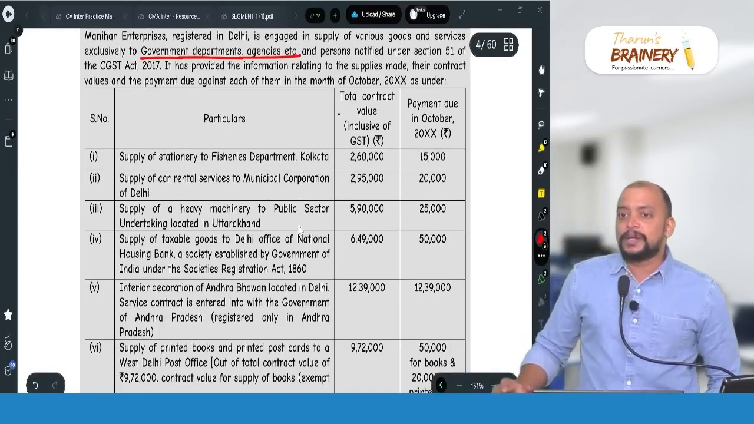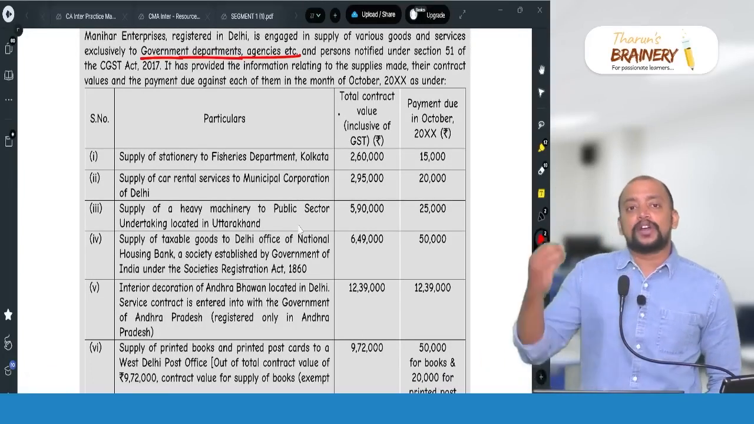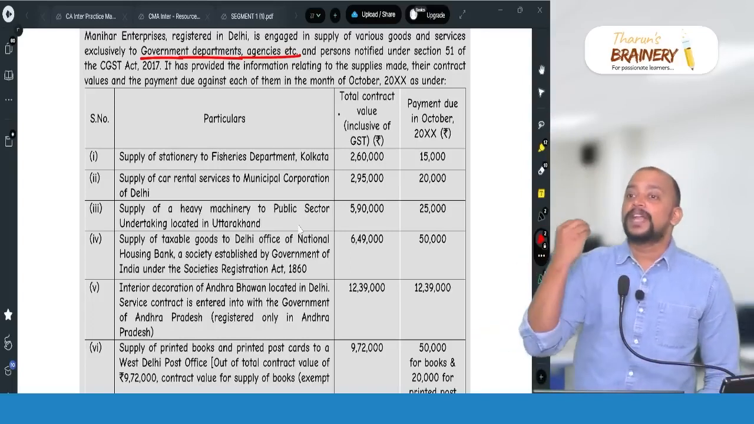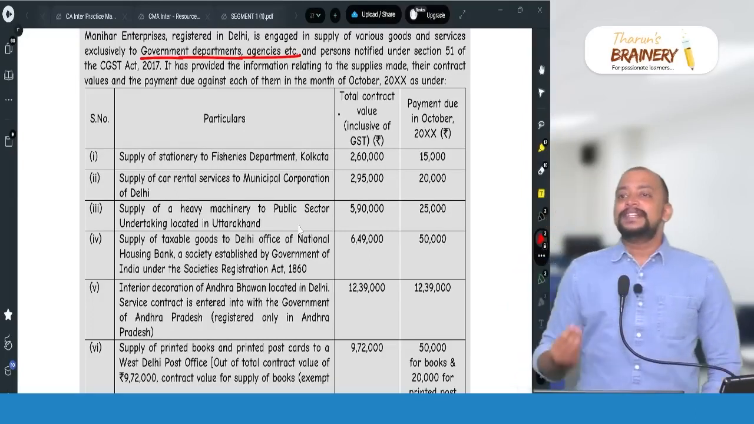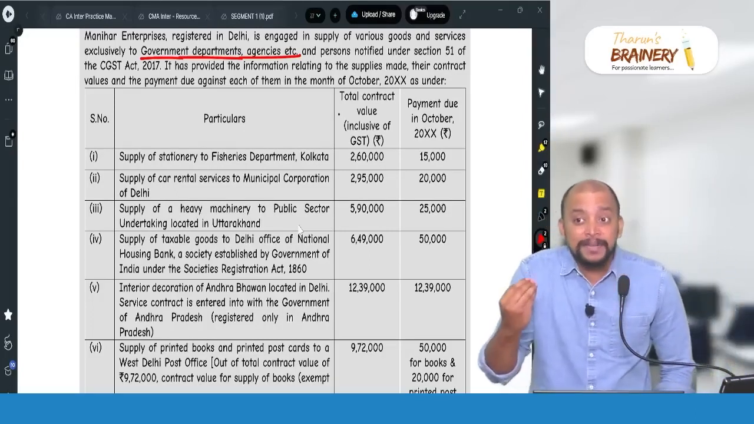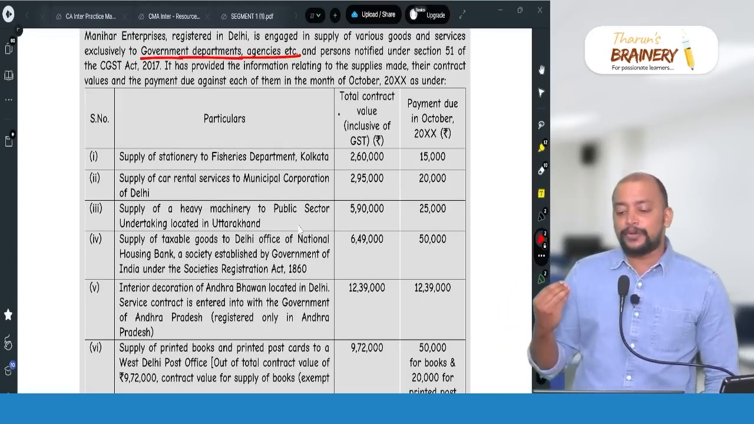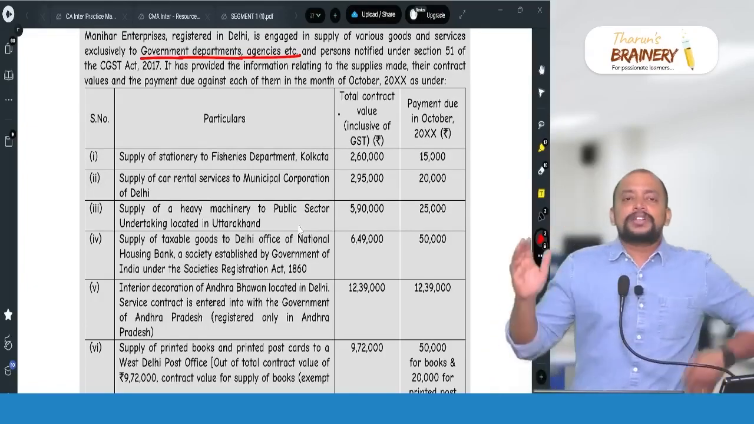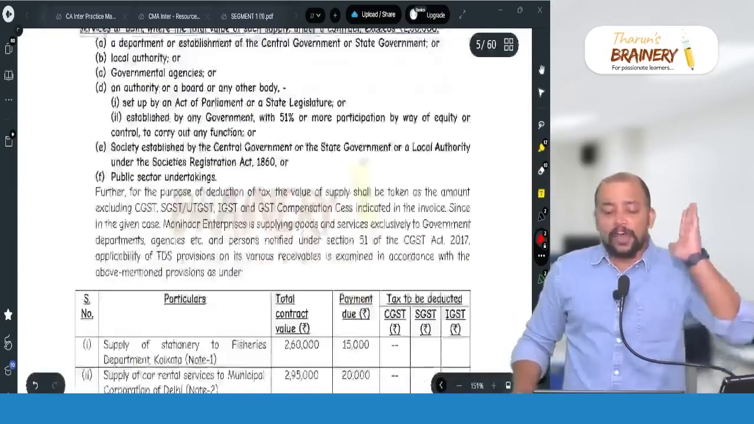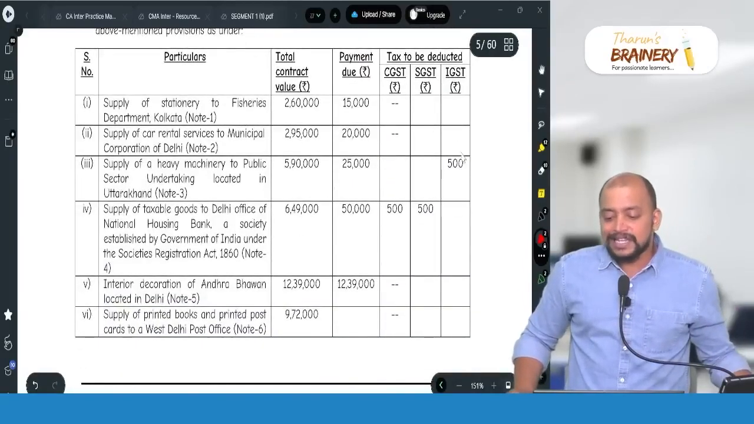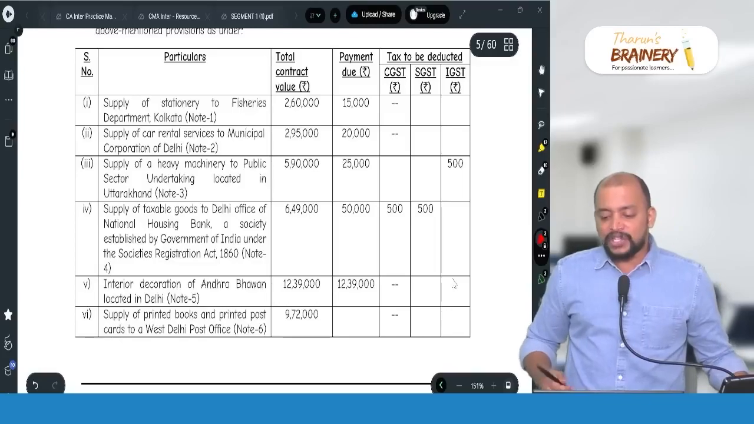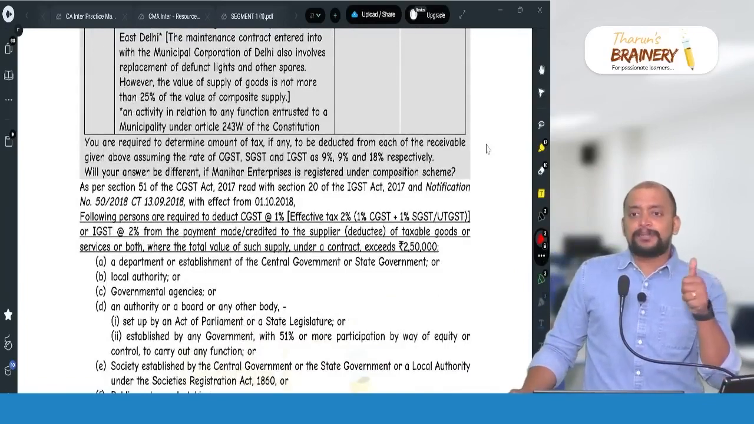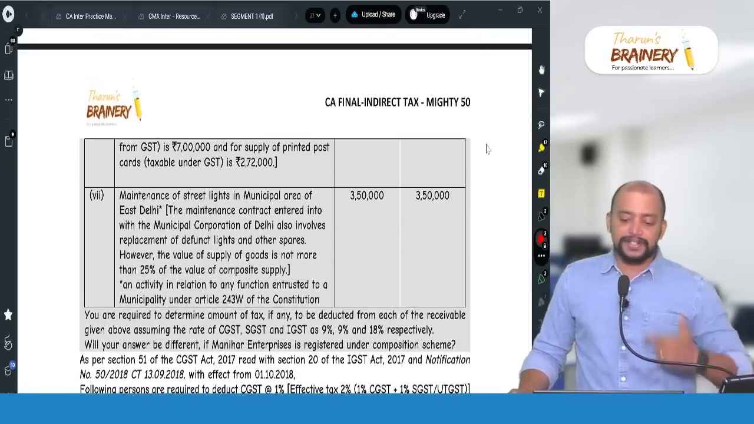And the rate of TDS will be 2% and it will be computed on 25,000 payment, not on the contract value. TDS is always computed on the amount remitted. So 25,000, how much is the amount remitted or due in October? 25,000. So it will be computed on 25,000. So now TDS deducted, we need to prepare three columns, that is CGST, SGST, IGST, and it should come in IGST 500 rupees, that should be taken. So here we are applying place of supply as well as TDS provisions.